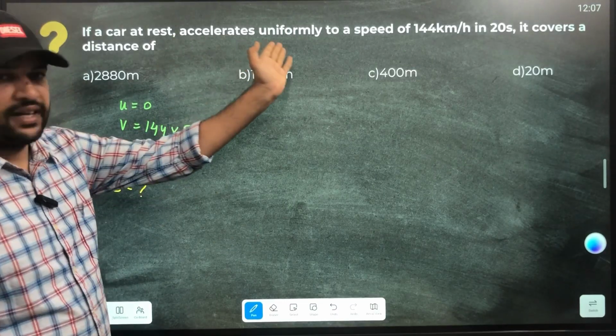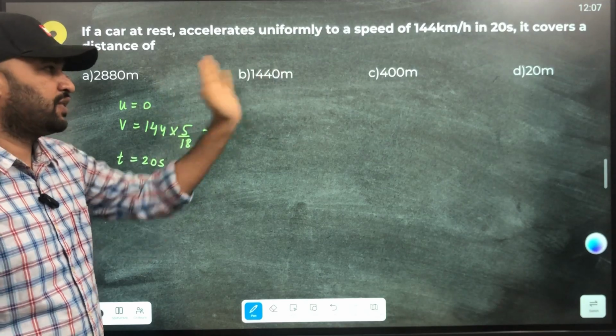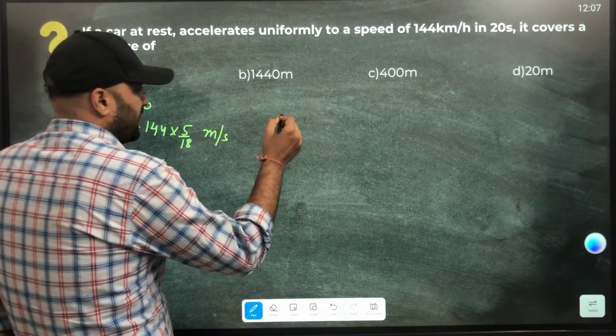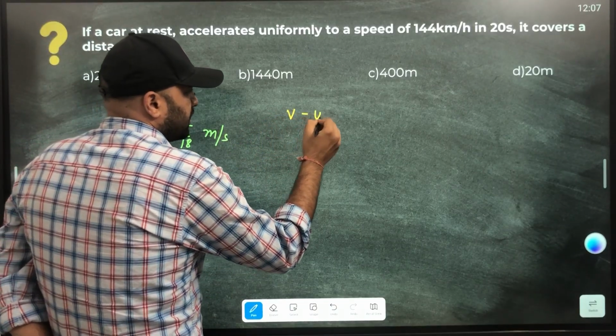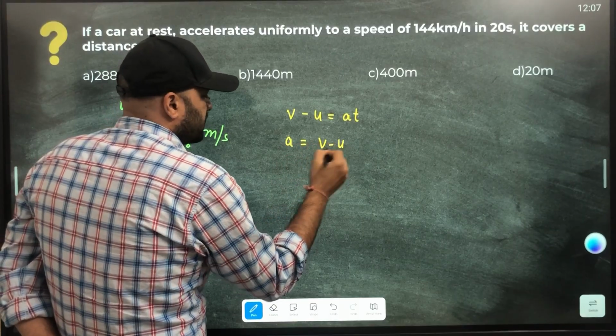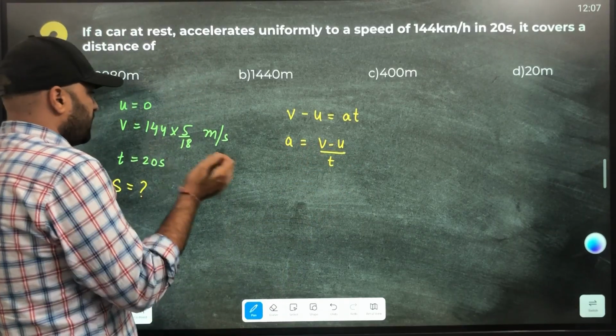And it is accelerating. If it is an accelerated motion, you have to first find the acceleration, right? And then you can use s, okay? So first of all, to find acceleration, v minus u equals at, and a will be equal to (v minus u) by t. I hope this is clear. Now, what is the value of v?